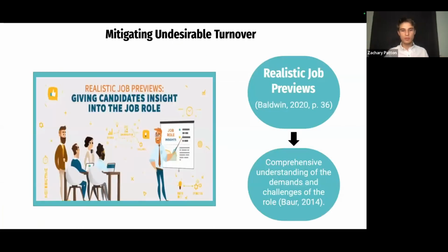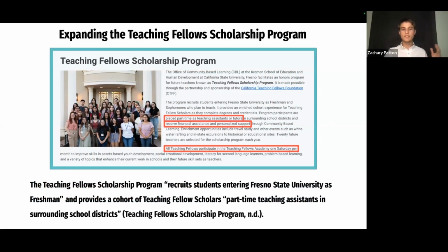The second vital approach to mitigating turnover is through the implementation of realistic job previews. The research demonstrates that providing candidates with a comprehensive understanding of the demands and challenges the role will present significantly lowers the turnover rate. We have identified the root cause of the turnover and outlined the subsequent methods to mitigate it. We can put these strategies into action through the expansion of the Teaching Fellow Scholarship Program.